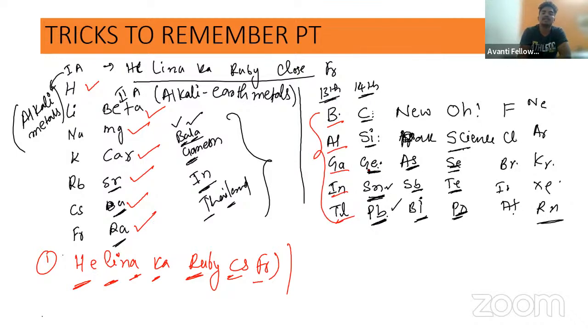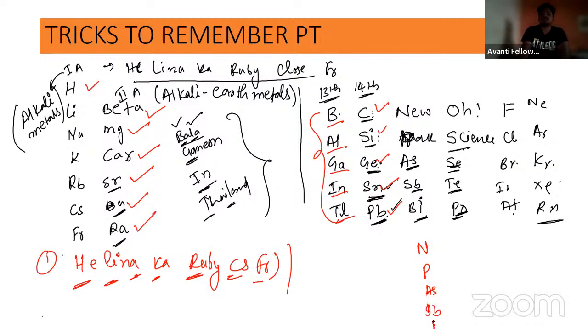Bala Ganesh in Thailand. What about this one? Chemistry sir, Geetam, having sneezing problem. Chemistry sir, Geetam, having what? Sneezing problem. Next, nitrogen, phosphorus, arsenic, antimony, bismuth. New Zealand, Pakistan, Australia sab bik chuka hai. Where? In the IPL.